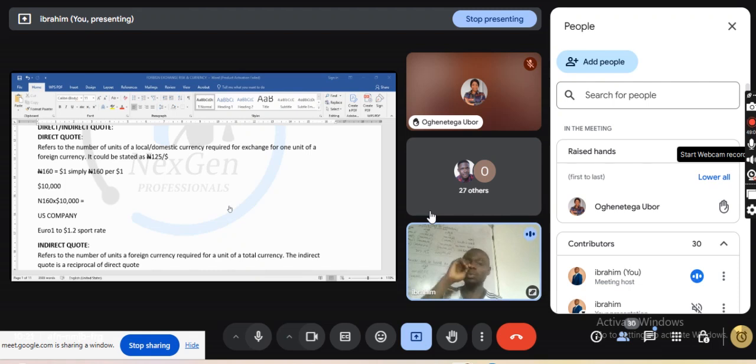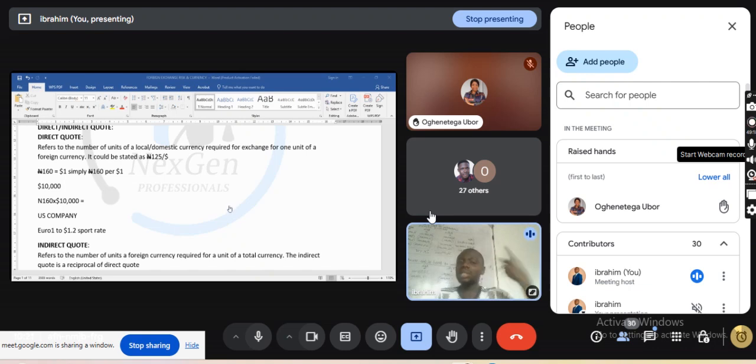Do you understand? So that is where you will now use to determine that, okay, it is a direct quote. Assuming the German, which is the subsidiary company, comes last and the other one comes first, it is the opposite. We'll get there. That is an indirect quote. So you look at the spot rate.